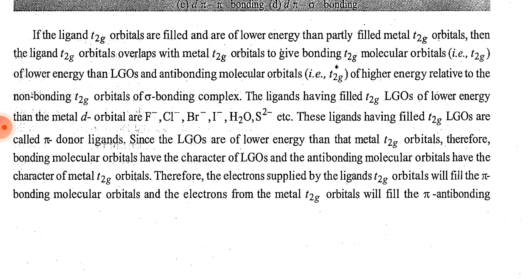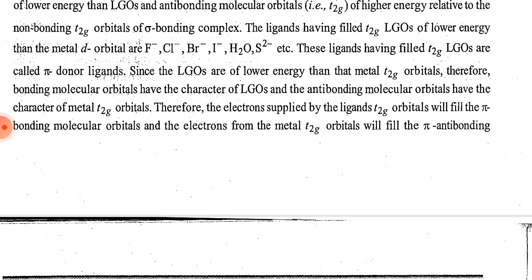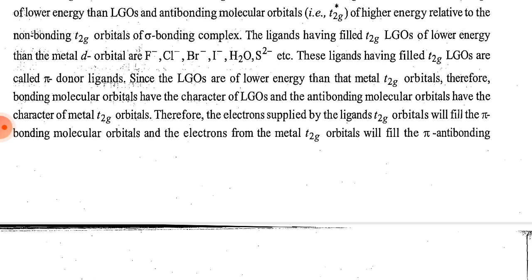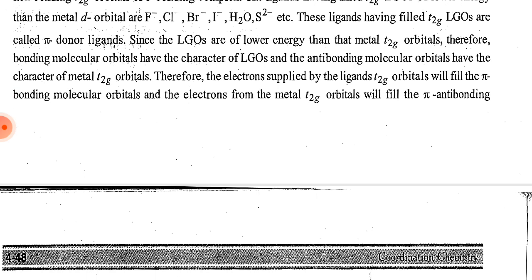If the ligand t2g orbitals are filled and are of lower energy than the partly filled metal t2g orbitals, then the ligand t2g orbitals overlap with the metal t2g orbitals to give bonding t2g molecular orbitals, and antibonding molecular orbitals t2g star of higher energy relative to the nonbonding t2g orbitals. In a sigma bonding complex, the ligands having filled t2g ligand group orbitals of lower energy than the metal d orbitals are F-, Cl-, Br-, I-, H2O, OH-, and so on. These ligands having filled t2g ligand group orbitals are called pi donor ligands.